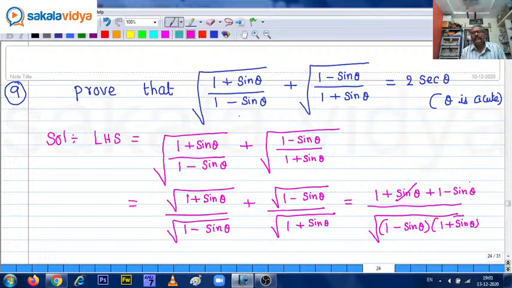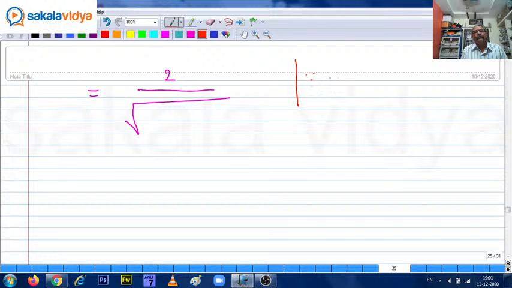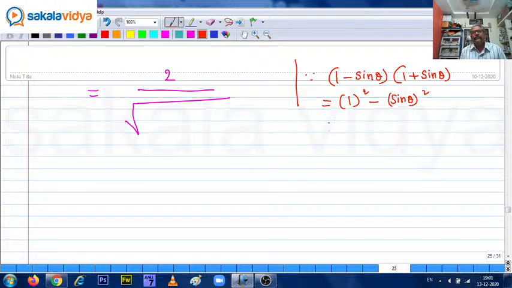Now the sin theta gets cancelled. We have 1 plus 1 equal to 2 upon the root value. Here observe, we have 1 minus sin theta multiplied by 1 plus sin theta. This is in the form of (a minus b) into (a plus b), which is equal to a square minus b square. So that is 1 square minus sin square theta, which is 1 minus sin square theta. Am I correct? 1 minus sin square theta is nothing but cos square theta.